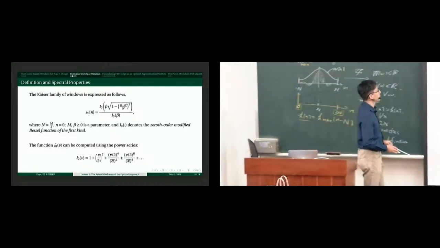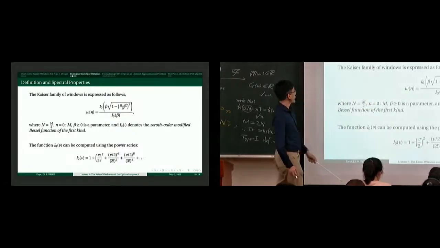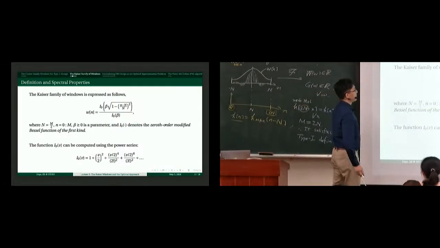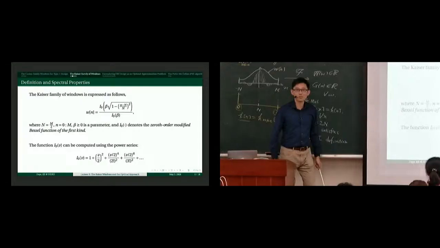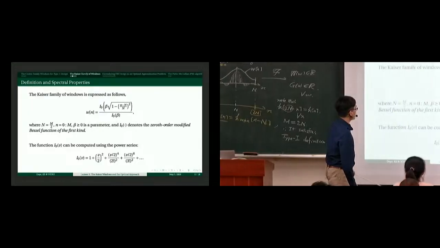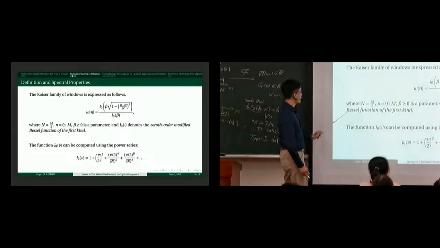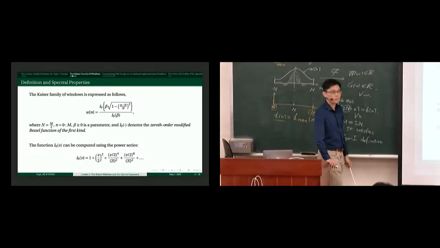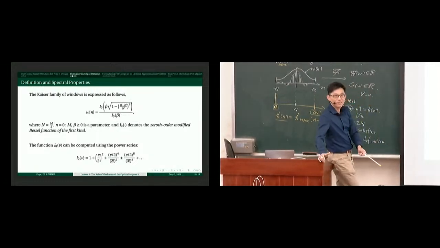So now take a look. The window function W is defined by that over that. That's a definition where this I0 function denotes the 0th order modified Bessel function of the first kind. So repeat after me: 0th order modified Bessel function of the first kind.